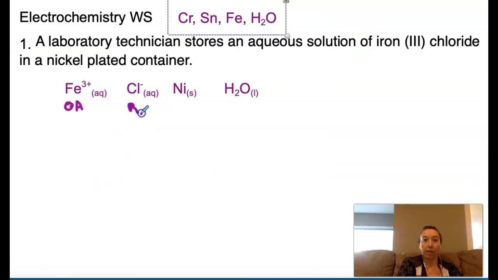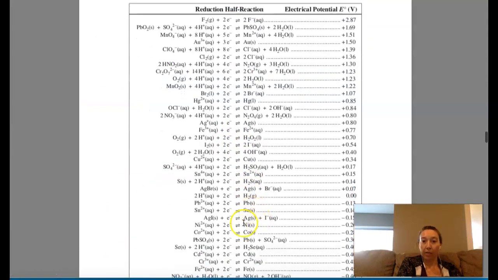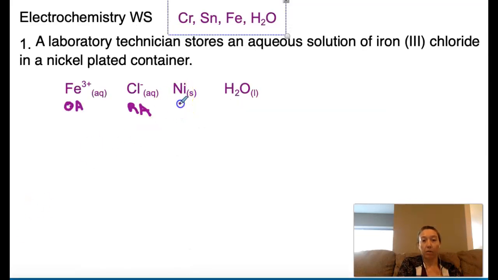Okay, now we got to find the nickel to decide what that is. So we go back to our table, we look for the nickel, it's over here. That would be on the right side, so that means that it is also an RA. Okay, then we have water. We just said water was one of those that can be both. So it could be an OA or it could be an RA. Okay, it could be both.